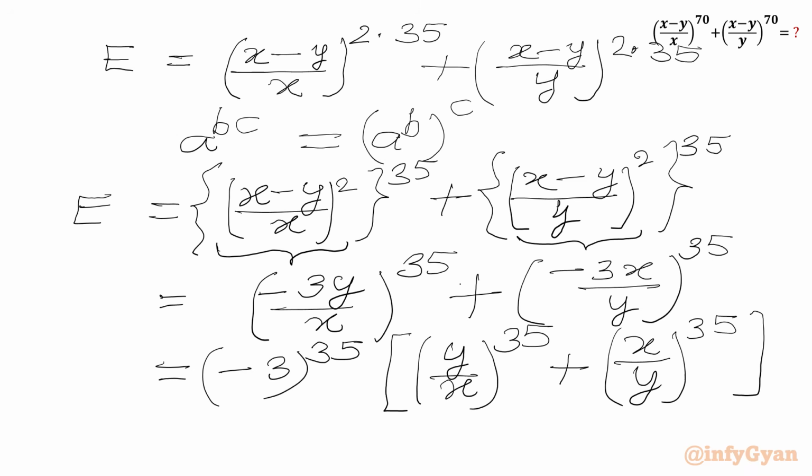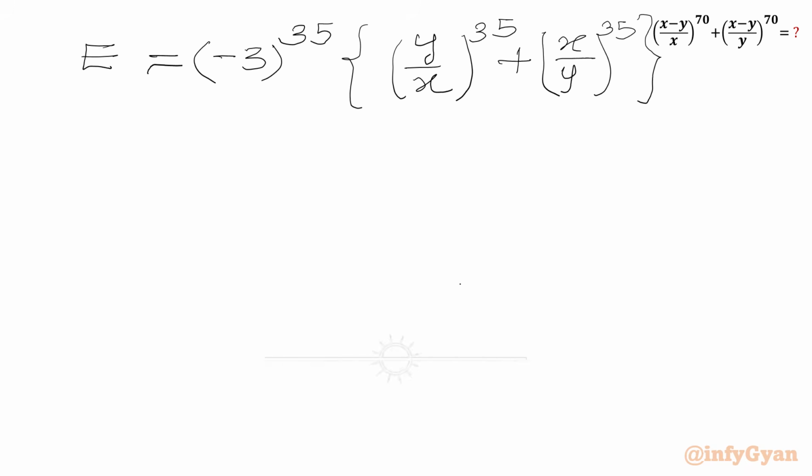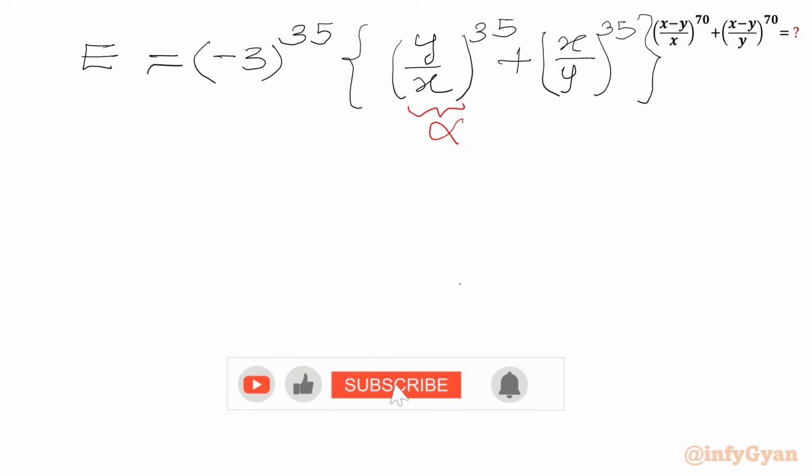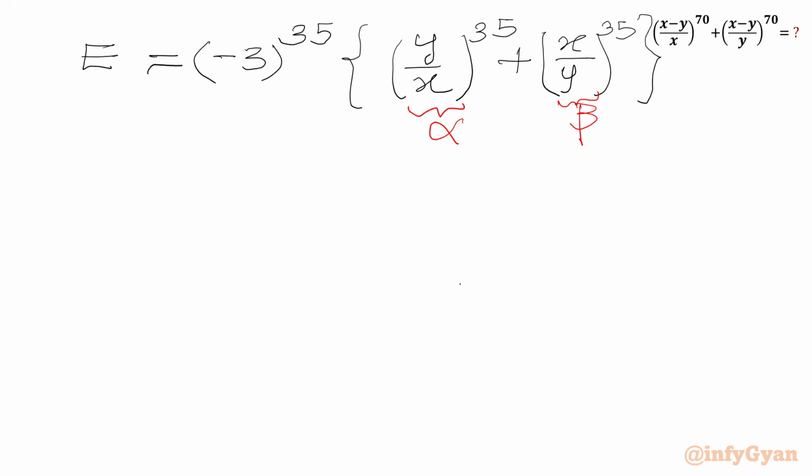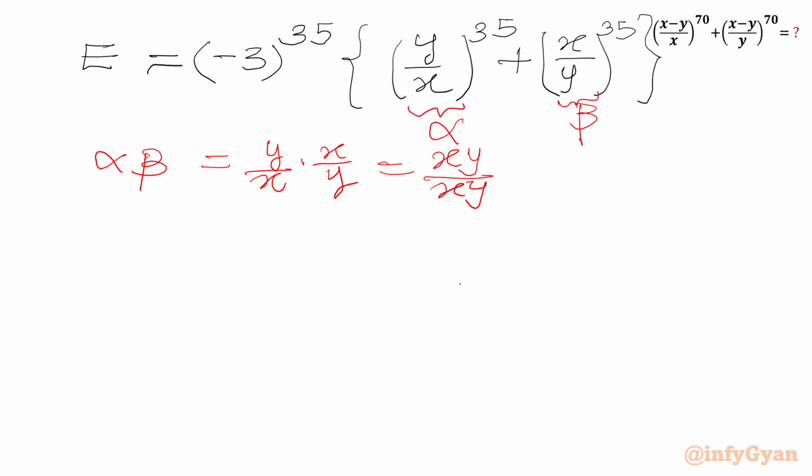Now we will assume y over x equal to alpha and x over y equal to, suppose, beta. So let me write the expression over here. Let us assume y over x equal to alpha, x over y equal to beta. So we can write alpha times beta will be equal to y over x times x over y, which will be equal to xy over xy. We will get 1. So alpha times beta equal to 1.